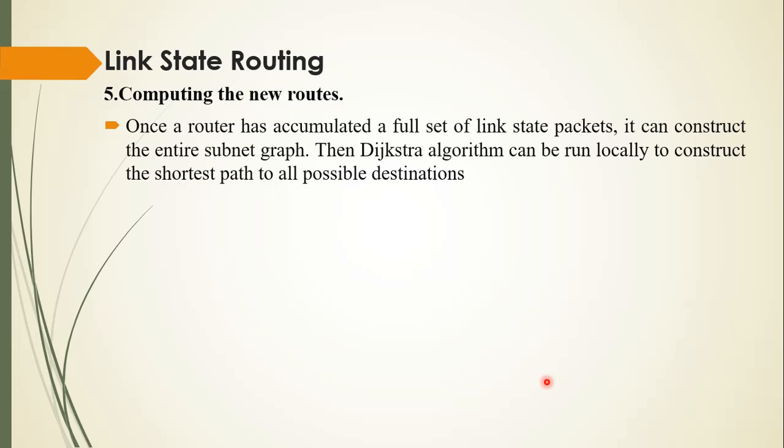Then next is computing the new routes. Once a router has accumulated a full set of link state packets, it can construct the entire subnet graph. Then Dijkstra's algorithm can be run locally to construct the shortest path to all possible destinations. We have multiple routers and multiple paths to transfer packets, so we have to calculate the shortest path from source to destination. For that the Dijkstra algorithm is used. I will explain the Dijkstra algorithm in the next lecture. Thank you.